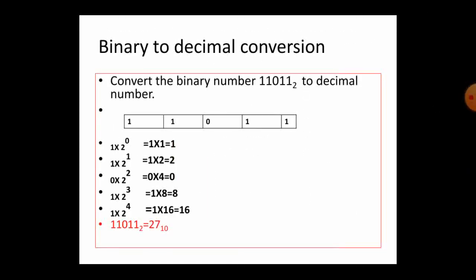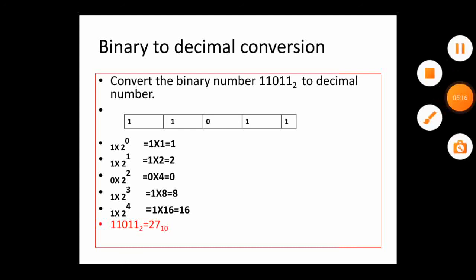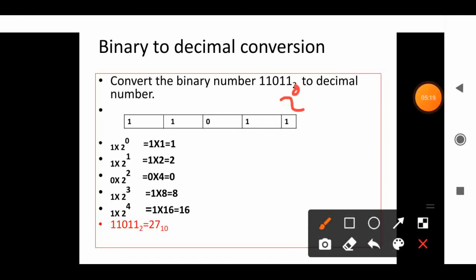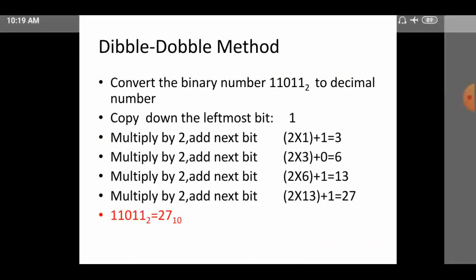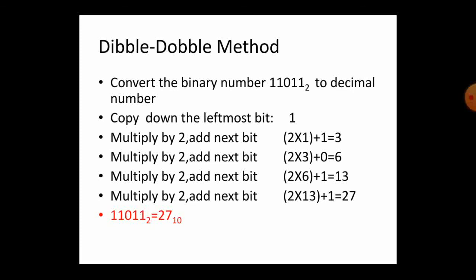The next one is binary to decimal conversion. What is the base value of binary? It is 2. How do we convert binary to decimal? From the least significant bit, you start with 2 power 0. Next is 2 power 1: the bit into 2 power 0, the bit into 2 power 1, the bit into 2 power 2. After the decimal point, it starts with 2 power minus 1. This is also one method to convert a binary number into a decimal number.